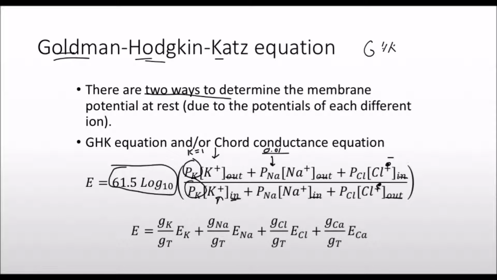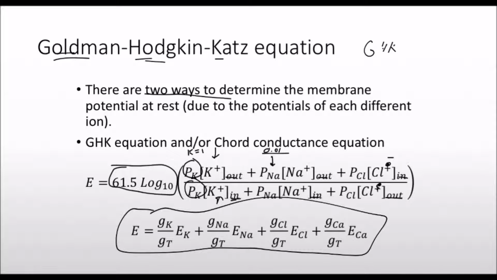There's another way to determine the resting membrane potential, and that's using the chord conductance equation. This is a little bit more tricky, but it's basically the Nernst equilibrium potential of potassium times the conductance of potassium over the total conductance. The conductance of sodium over the total conductance times the sodium equilibrium potential. You add all of these up, and you can use that instead of using permeability.